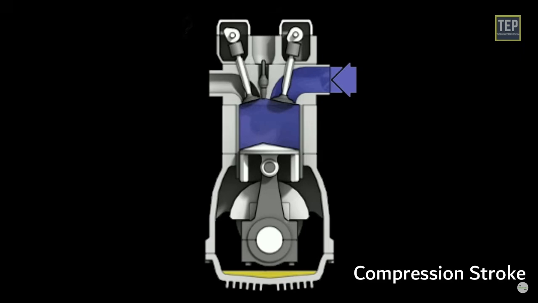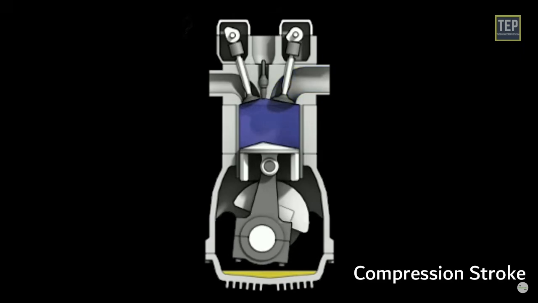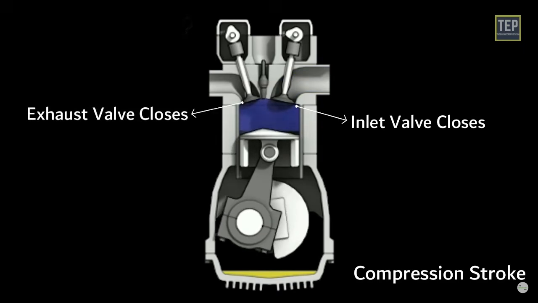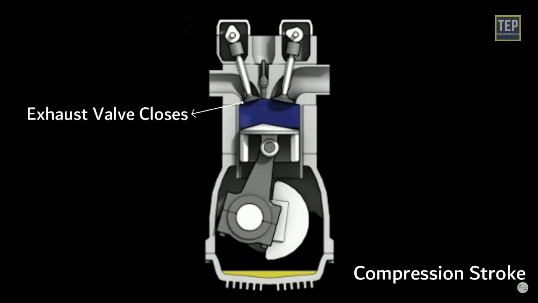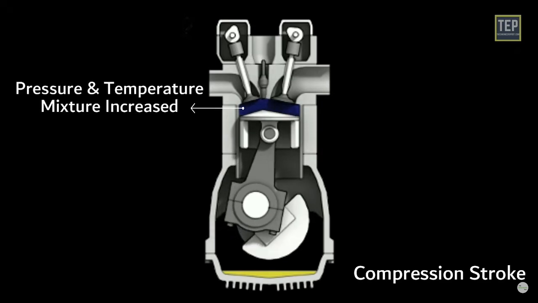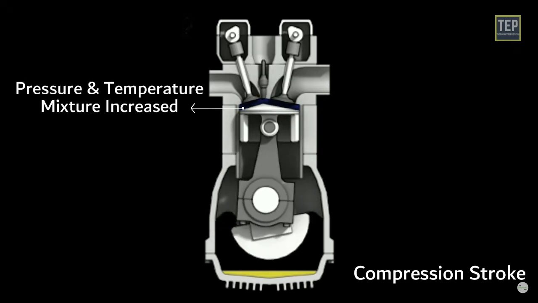Compression stroke. The piston moves up after the intake stroke. The inlet valve closes when the piston moves upward. The exhaust valve also remains closed. The piston compresses the fuel-air mixture by pushing it upward into the clearance space at the top of the cylinder. The pressure and temperature of the mixture increase during compression.